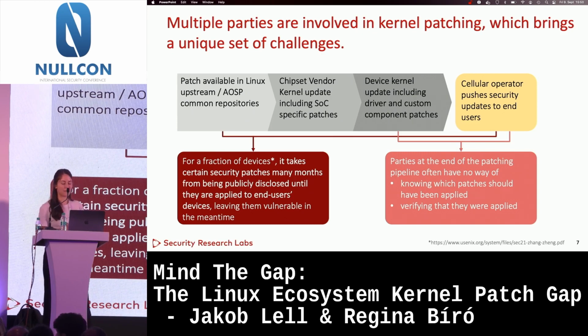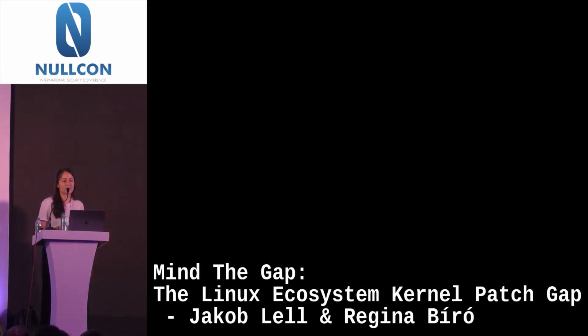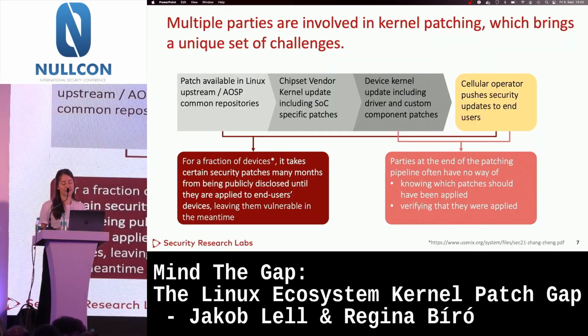For example, there is a paper that we linked here from Zhang Zhen from last year, which basically found that for many devices, many patches actually don't reach the end-user devices when they are published, only a few months later, and this leaves the devices vulnerable to these bugs in the meantime. And another critical issue is that if you're a device kernel vendor, or a cellular operator, or even an end user, you often don't know which patches should have been applied to your device, and you don't know whether these patches were actually applied.